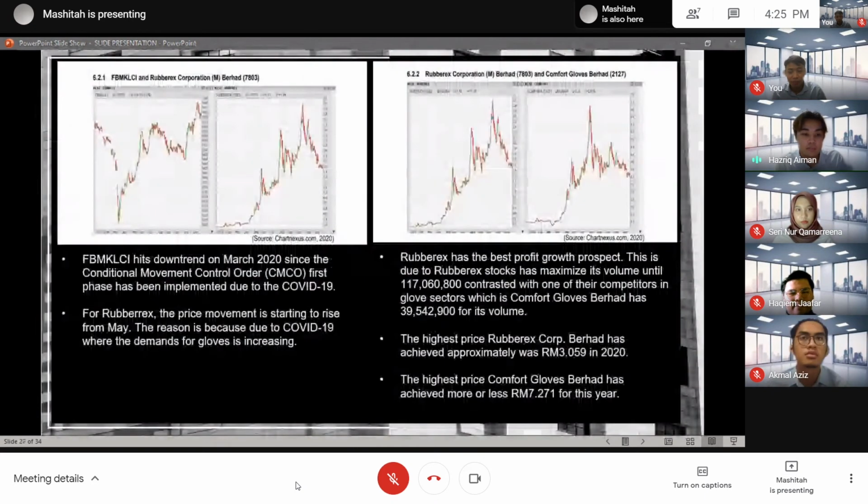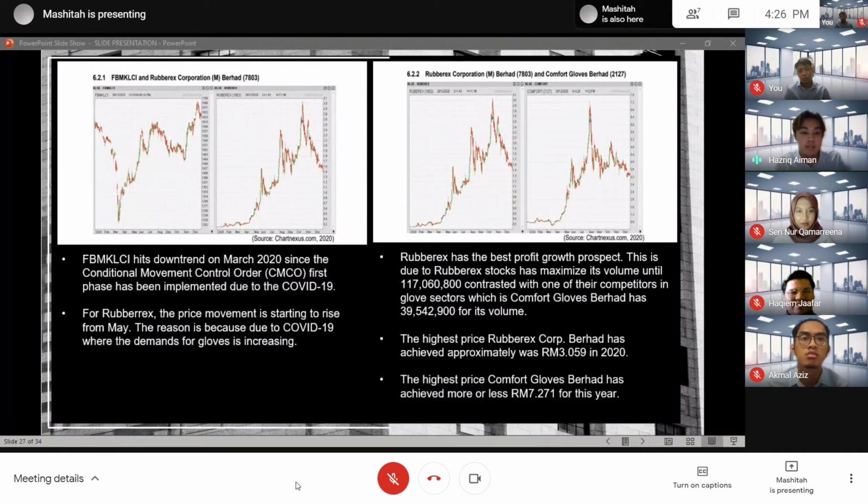Next, I will present about the comparative analysis. Okay, for the left side, it shows the comparison relationship between KLCI and Rubberex, and on the right side, it shows the comparison relationship between Rubberex and Comfort Glove Berhad. First I will talk about the left side, which is KLCI and Rubberex.